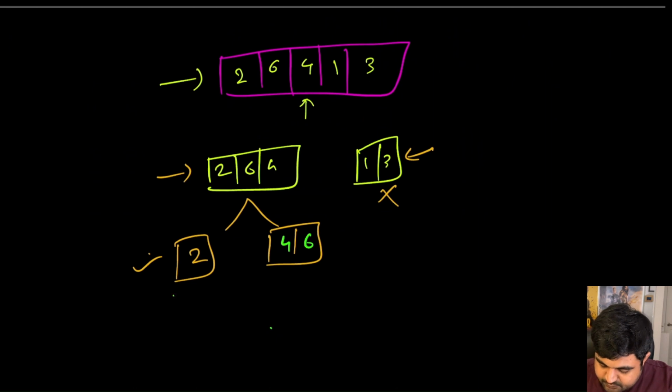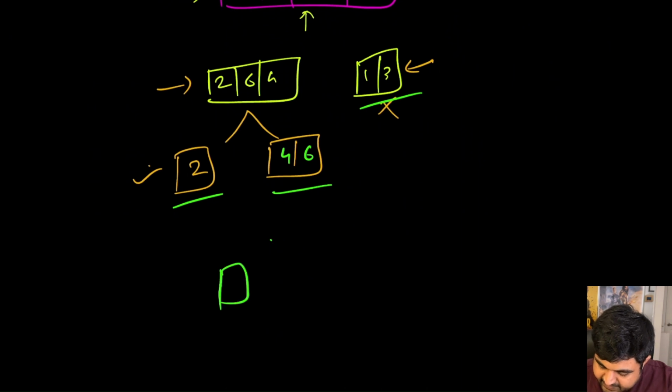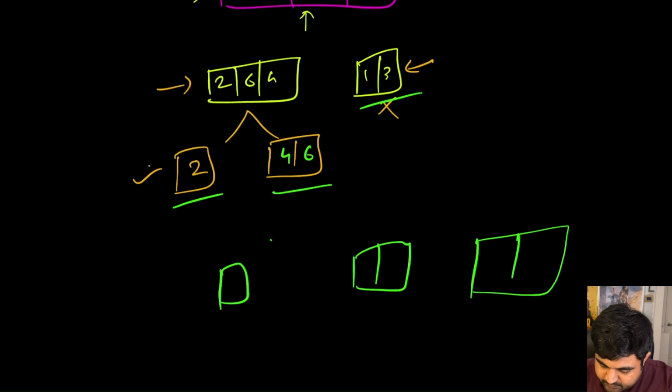So currently this portion is sorted, this portion is also sorted, and this portion is also sorted. So now we have three different arrays that we are trying to sort, and this is going to be very simple to do. What we will do is first take these two arrays, 2 and 4, 6.